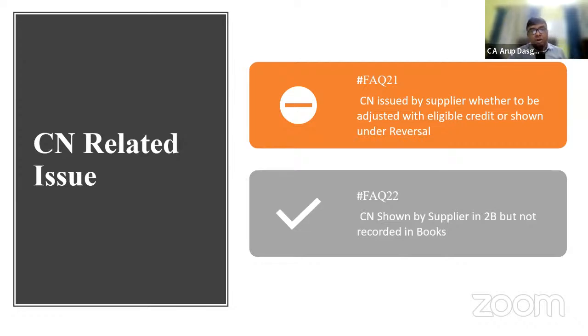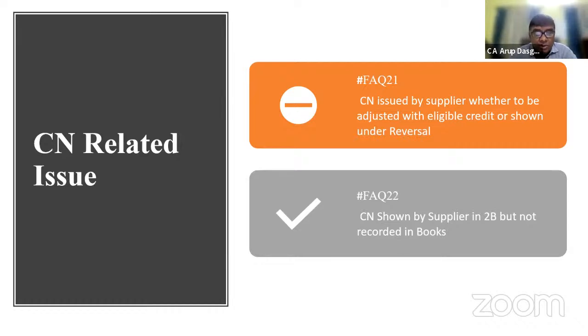Next is credit note shown by supplier in 2B but not recorded in books. So this again a very important thing. So what has happened here? The credit note has been issued by the supplier to you, but you are not aware about it. So that's why you have not booked it in your books of accounts. So in this case, what will you do? Okay, in this case, if you don't show it in 4B2, then there will be a mismatch between your 4B2 and the 2B 4B2. So there will be a mismatch.